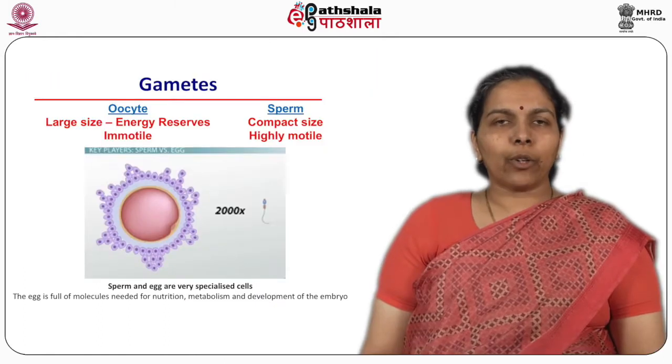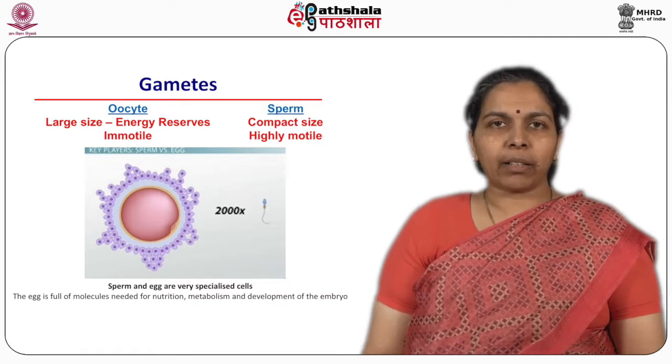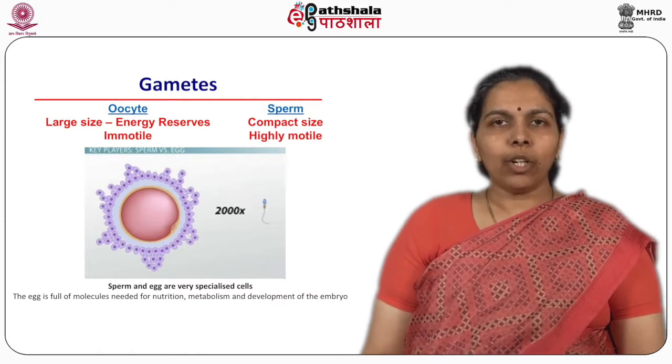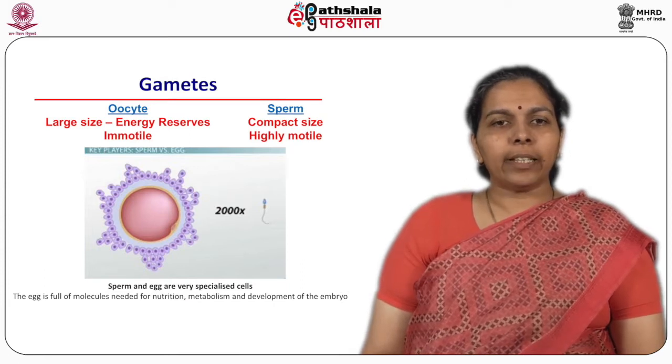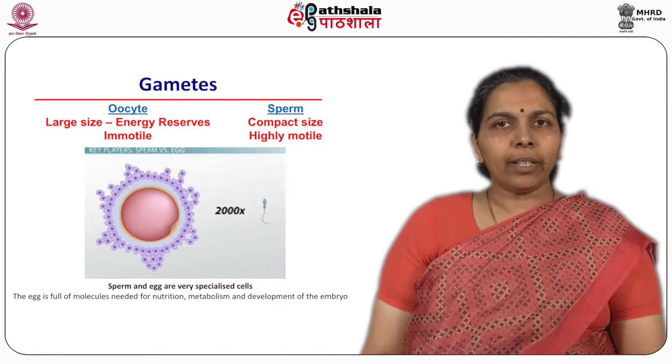So, in most higher organisms there are two kinds of gametes, one which comes from the maternal side which is called the female gamete or the oocyte or the egg, and the paternal gamete or the sperm. Both the gametes differ highly in their morphology. The oocyte in most cases is of a large size and is usually immotile, whereas in all cases sperm is highly compact and highly motile.